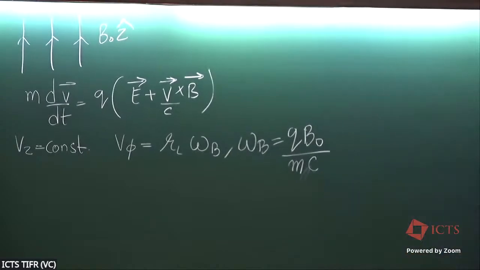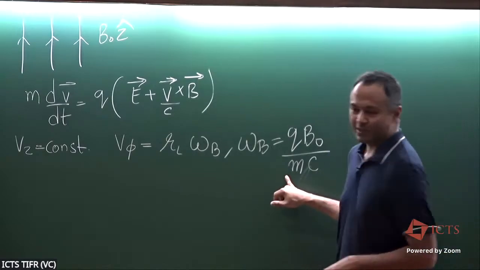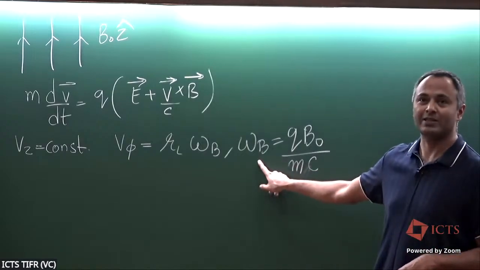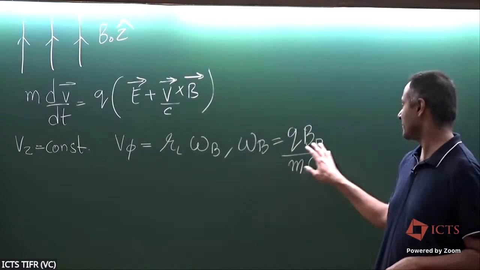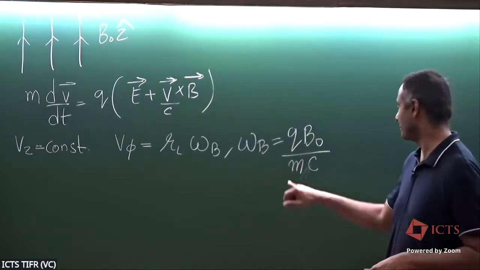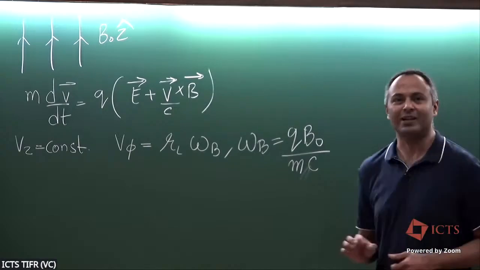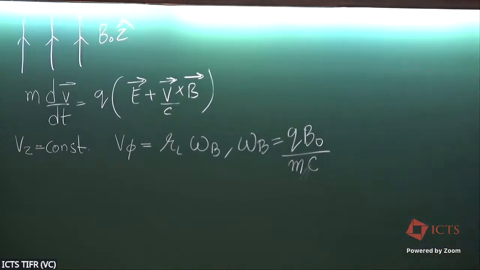Now there is a fantastic property of cyclotron motion, which will become very important very soon. So let's notice that. What is amazing about cyclotron motion is that this angular frequency depends on the magnetic field. That is not surprising. It depends on the mass. That is not surprising. What is interesting is what it does not depend on. It does not depend on the energy of the electron.